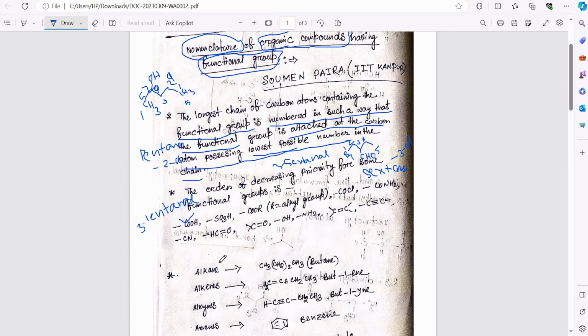I'll give an example. Suppose MeSO3H. This is called a sulfonic acid. It is known as methane sulfonic acid. Okay, methane sulfonic acid.